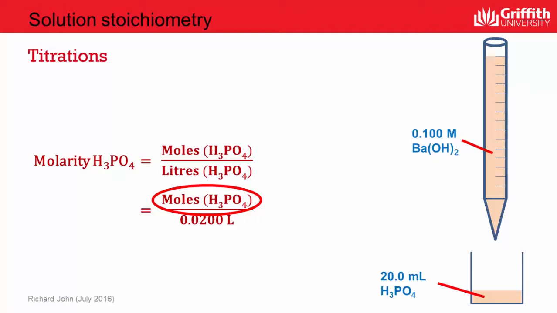To help us do that, we start performing the titration. We start gradually adding in the barium hydroxide solution until we see a colour change. Then we turn the burette off and we record the volume. So let's say, for argument's sake, it took 26.4 millilitres of the standard barium hydroxide solution, 0.1 molar. It took 26.4 mL to react with our phosphoric acid solution.